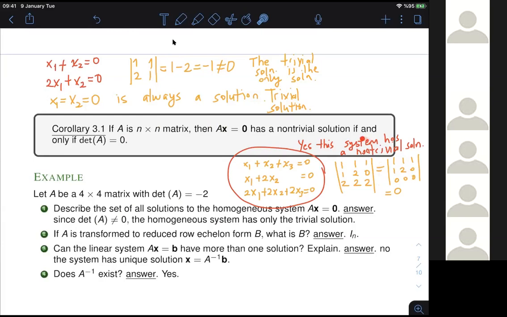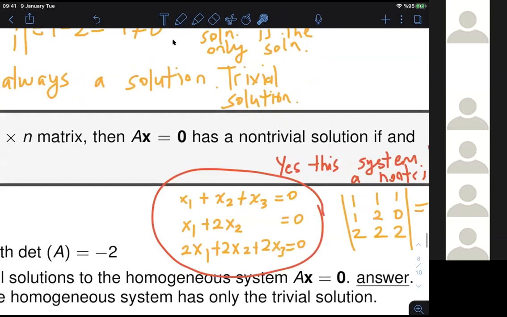So just look at the determinant. If the determinant is not 0, then there are no other solutions, because if the determinant is non-zero, then this matrix A has an inverse. So if A has an inverse, then I can just write A inverse times AX equals A inverse times 0.